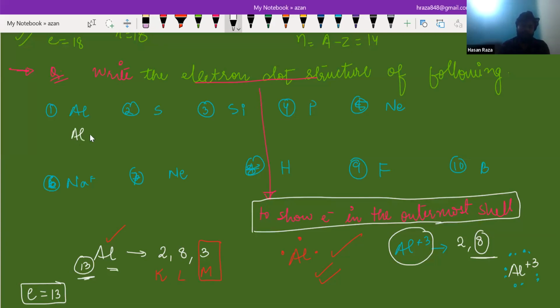You can see aluminum will have three, I already explained it. Sulfur will have six. Just let me know which one is correct and which one is wrong. Silicon will have four. Phosphorus will have five. Neon will have eight. Is this all correct? Azaan, is this all correct?